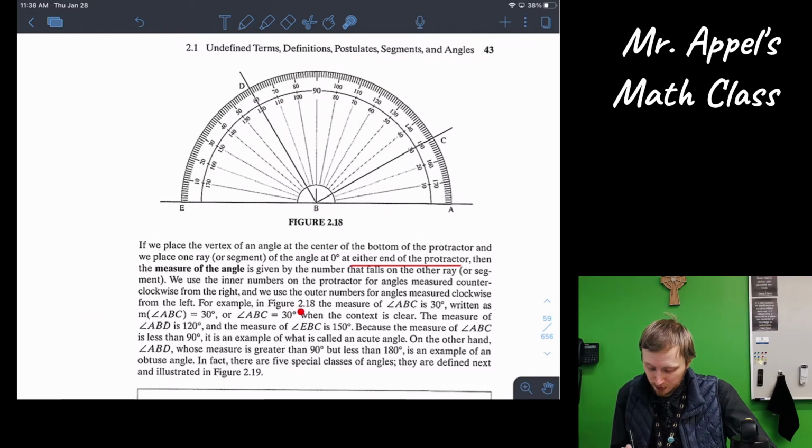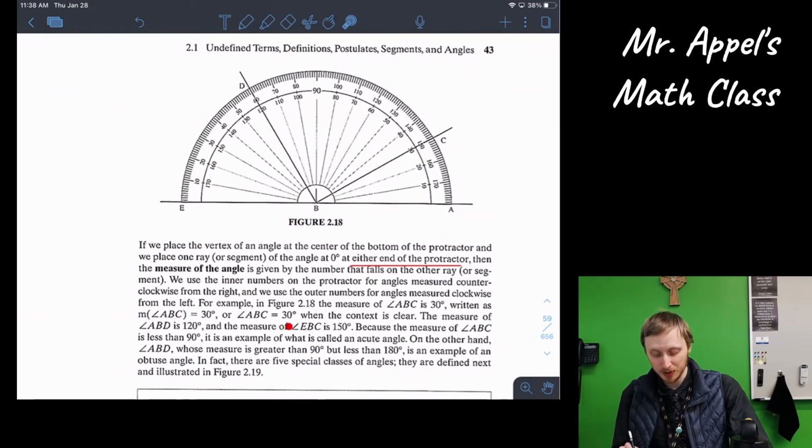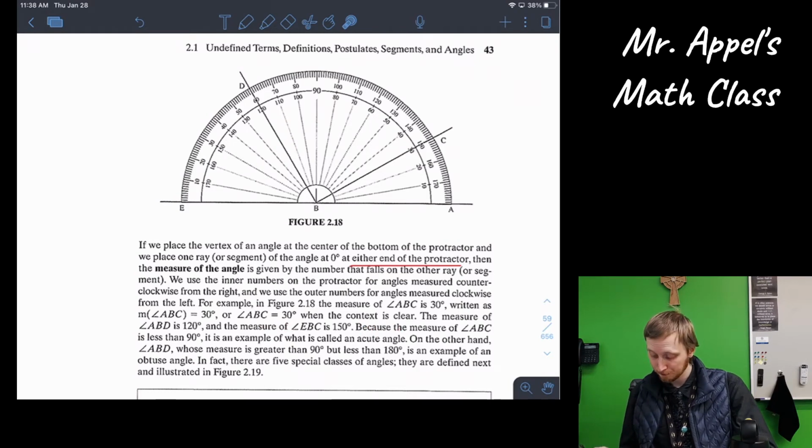For example, in figure 218, the measure of angle ABC, so A starts here, B is our vertex, and then C, okay? Because A started on this side, we have to use the scale that starts at 0 on A. So that'll be the inside track, which gives us 30 degrees at segment C. So angle ABC is 30 degrees, written as measure of angle ABC equals 30 degrees. Or angle ABC equals 30 degrees, so long as the context is clear.